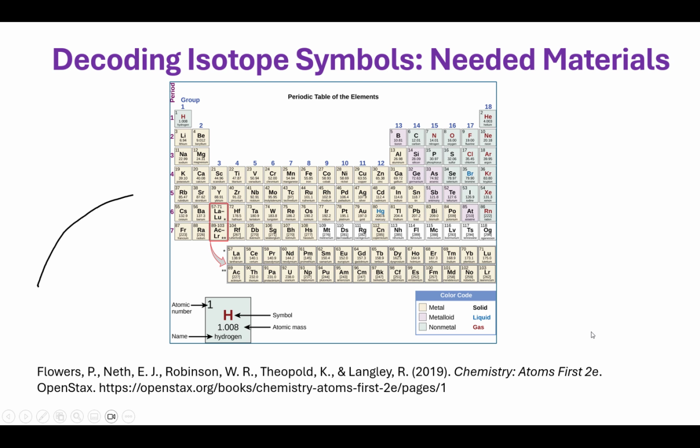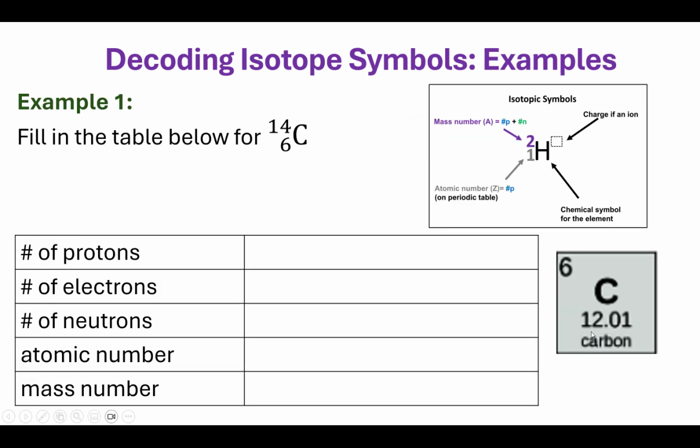The periodic table I'm going to use is taken from the Atoms First 2E free textbook from OpenStax. Instead of showing the entire periodic table, I'm going to use blow-ups of individual elements as needed. Okay, so let's go through examples. Learning by example is always the best way to learn. So I want to fill in this table below given this isotope symbol. Let's see, what do I know first?